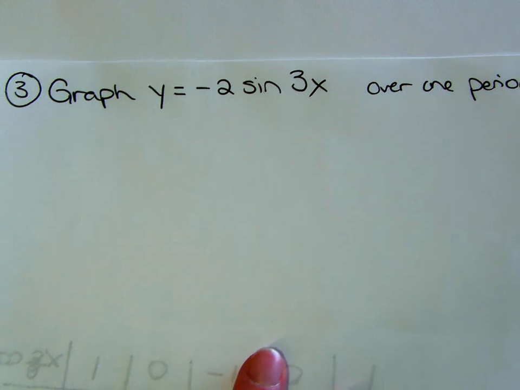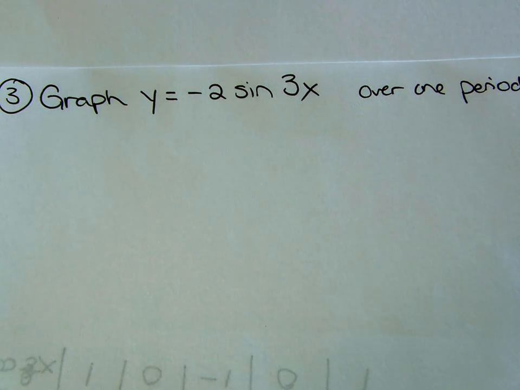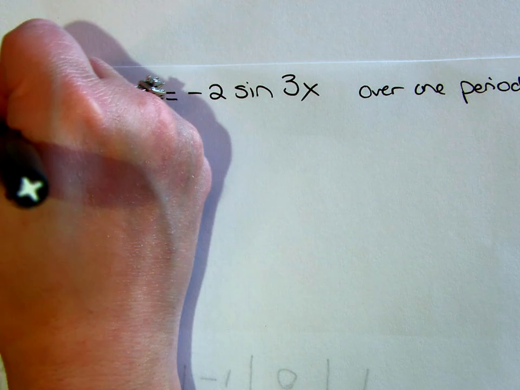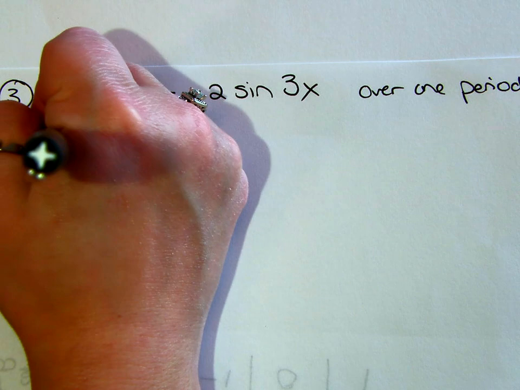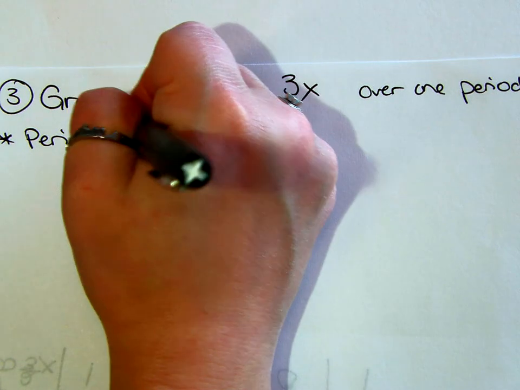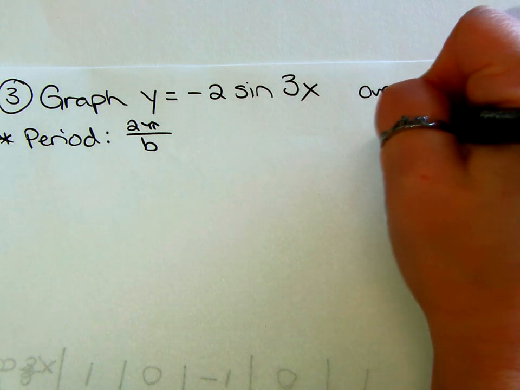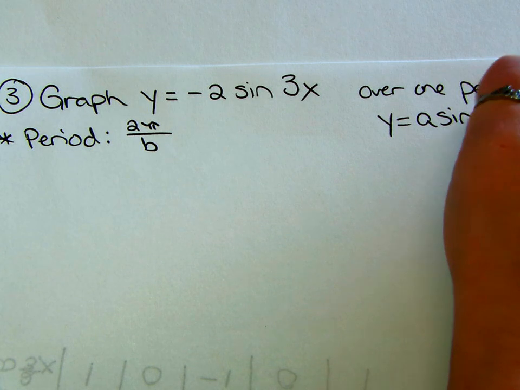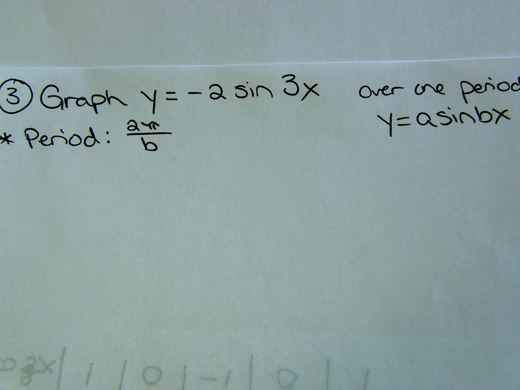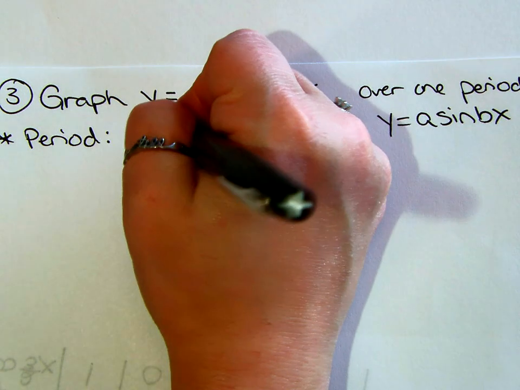We're going to graph y equals -2 sine of 3x over 1 period. So let's find the period. Period is 2 pi over b. Remember that the general form is y equals a sine bx. So the b in this case is 3. So 2 pi over 3.